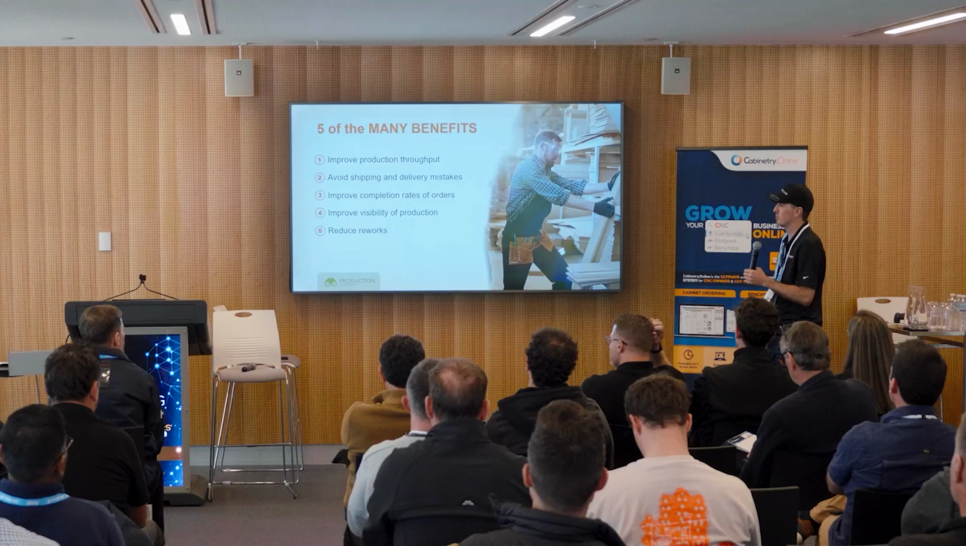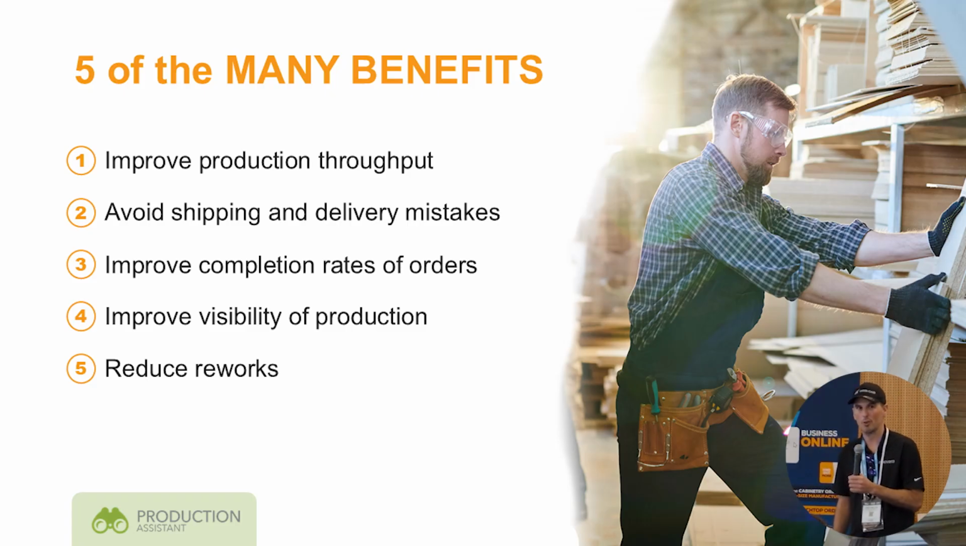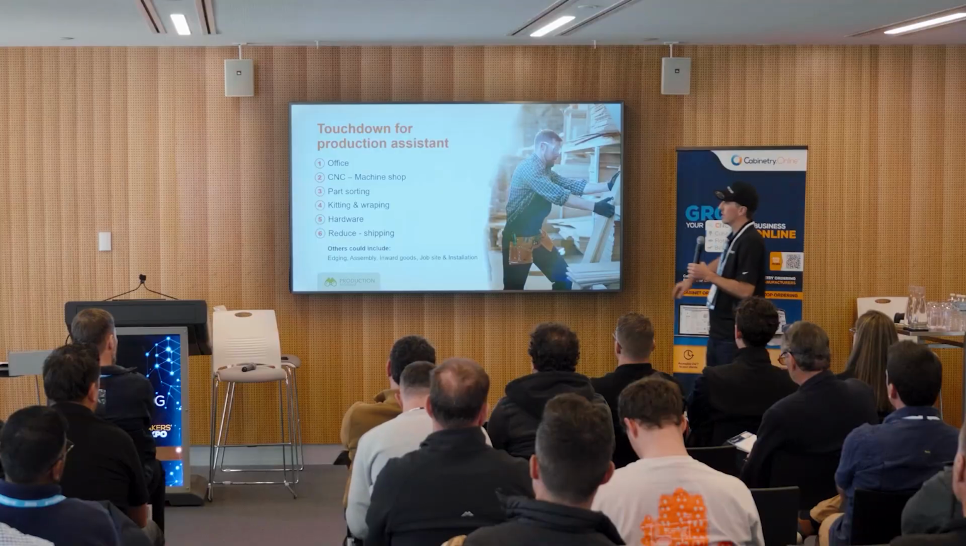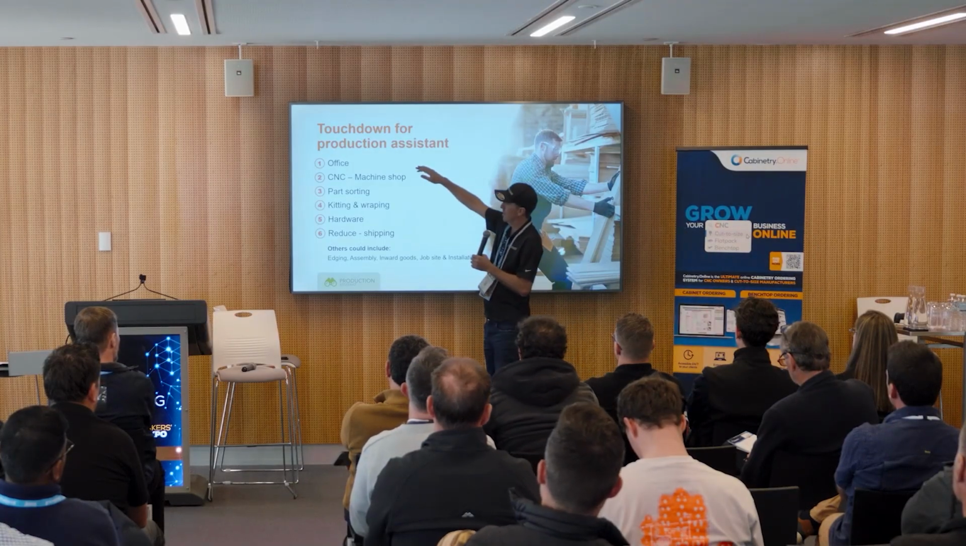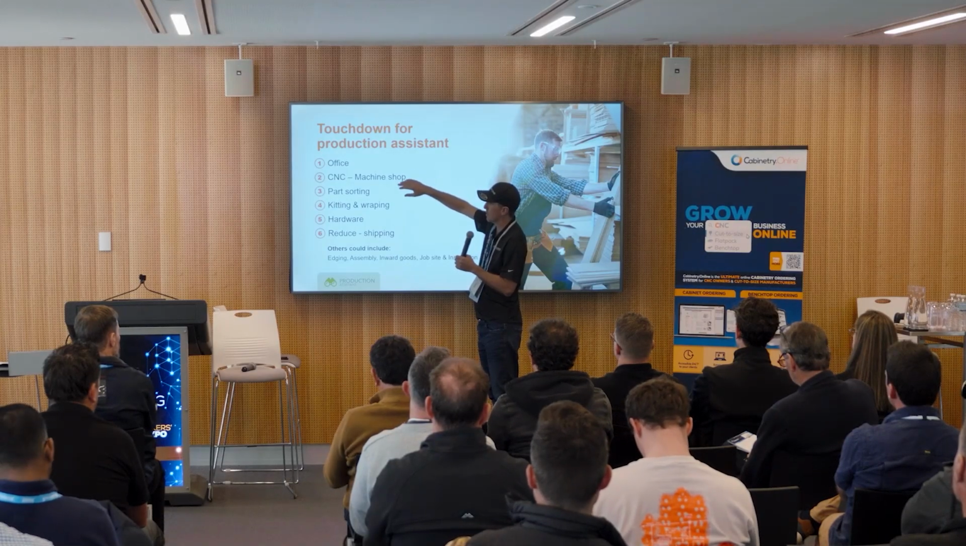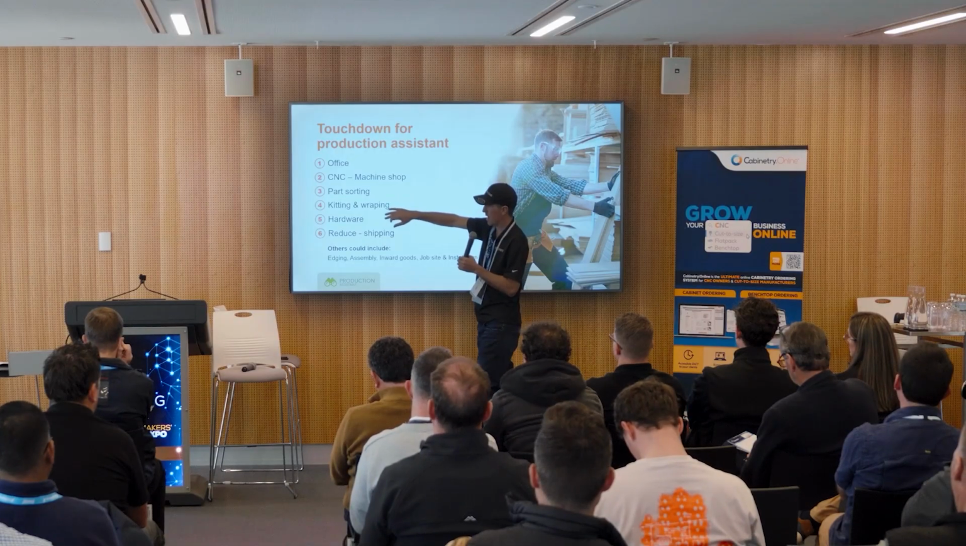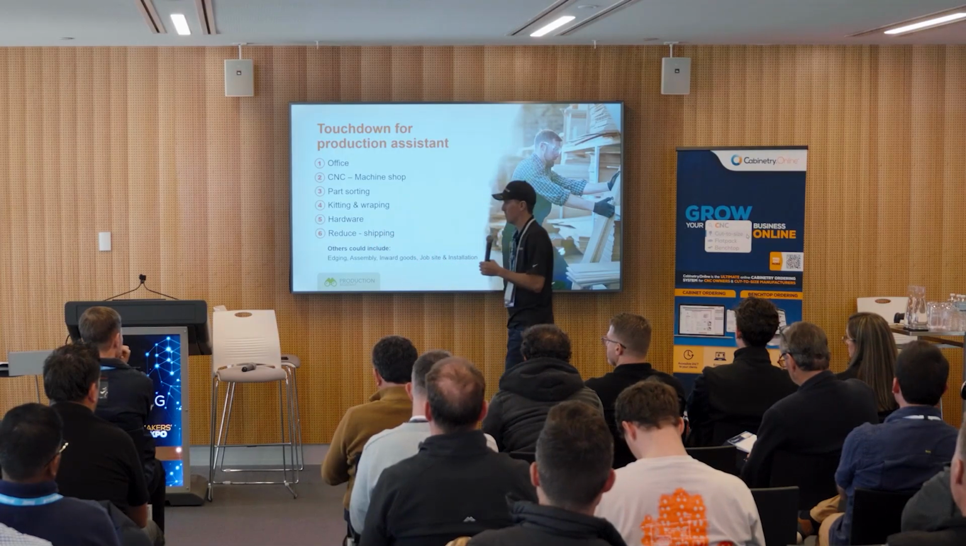Completion rate of orders, visibility of production, and reduction of reworks. Well, in some cases it's a reduction of reworks, but it's also an identification of where those reworks or those damaged parts are occurring. So typically speaking, with the Cabinetry.Online customers we've worked with so far, we generally have a touch point in the office, the CNC machine shop, so this could be the edge bander, potentially at the part sorting, kitting and wrapping, hardware, and then I guess the shipping aspect of it.